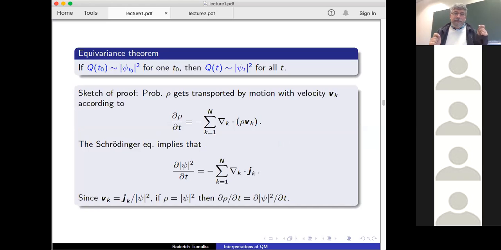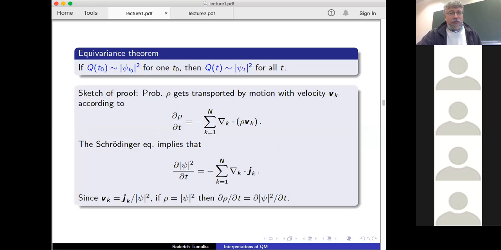More precisely, if at any time t0, the configuration has probability distribution psi t0 squared, then at any other time t, the configuration Q_t has probability distribution psi t squared. Here's an outline of the proof of why that is so.